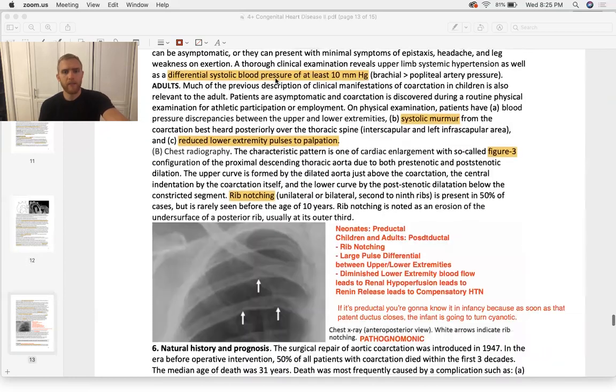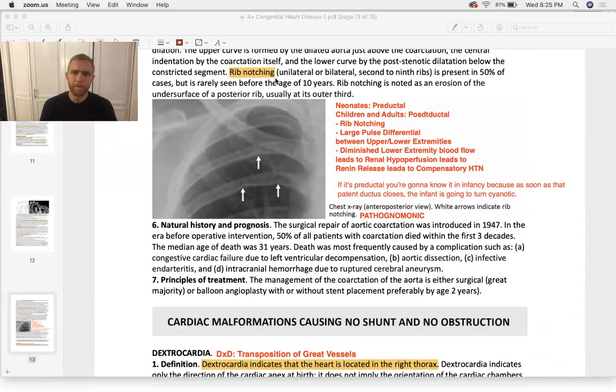So that's the concept of collateral blood flow. Again, in neonates, you're seeing a preductal stenosis. In adults, you're seeing a postductal stenosis. Rib notching is pathognomonic. The large pulse differential is fairly diagnostic.